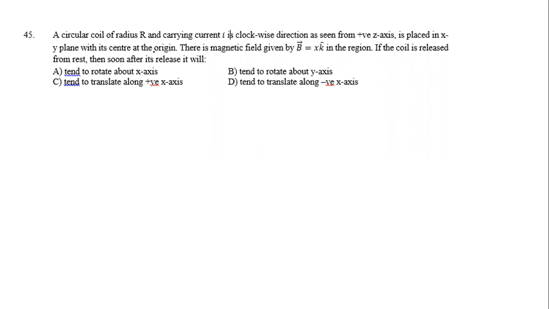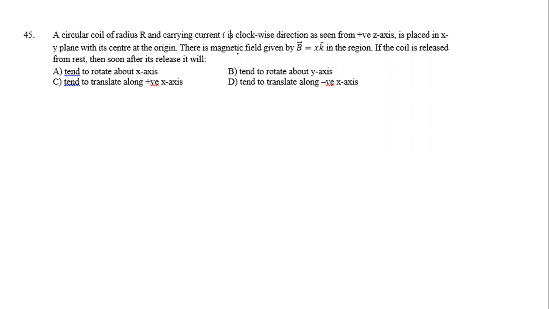Okay, this is a little tricky question. What is given? The magnetic field is given by X. This is not a constant magnet; this is not a uniform magnetic field. I think we had done something similar in the case of flux. So when X is positive, the field will be along k cap. When X is negative, it will be along minus k cap.